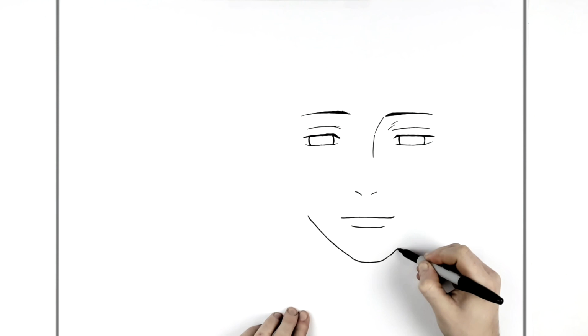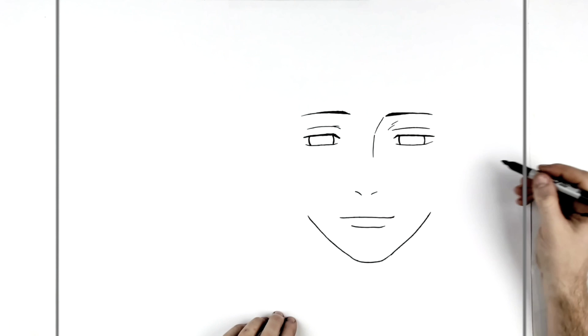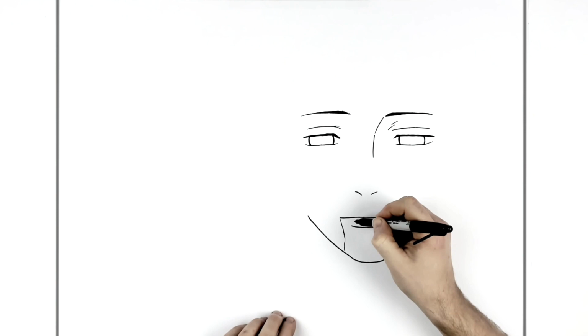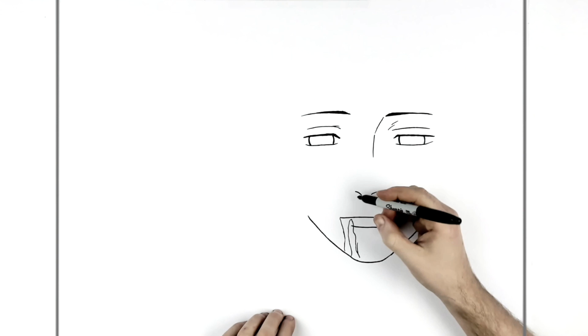Up to there. And yeah, then we'll go, so he's got some blood coming out of his mouth, right? So we'll just draw that in, coming down his chin. What, Neji? I couldn't believe it when this happened. Oh man.